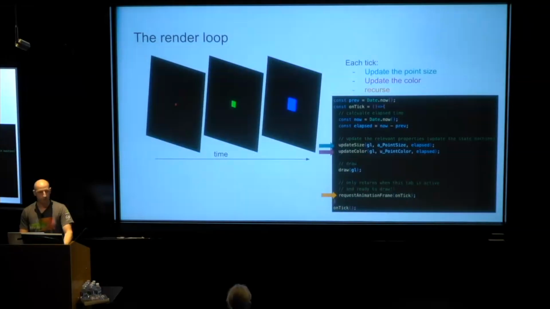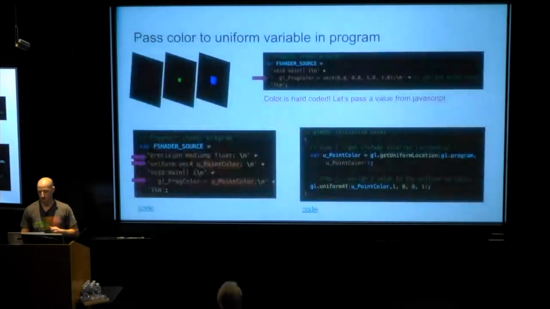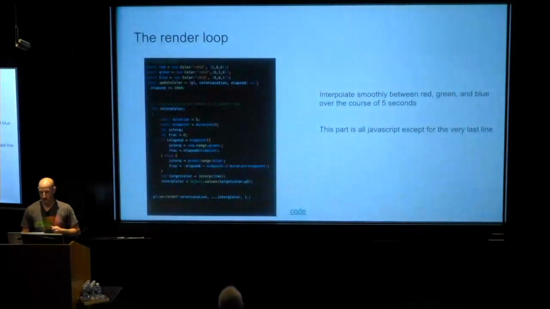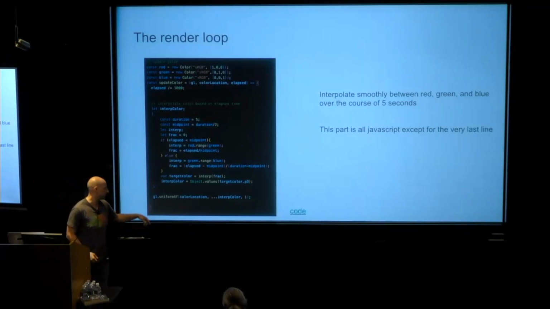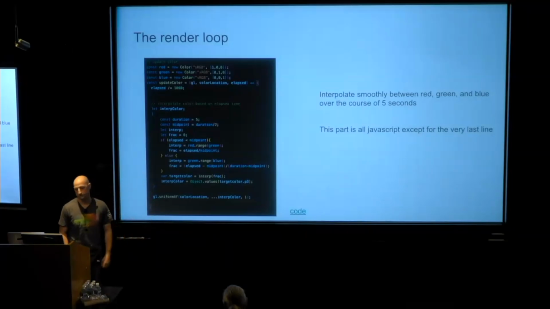Again, we're in our render loop. Whereas before we were updating the size, now we can update the color as well. And that's it. Now, just to define how you want to update the color, this is something I can define in JavaScript. There's no WebGL here until the very last line. I'm saying, okay, now that I have a color, which I've determined in JavaScript, this is the one to use.